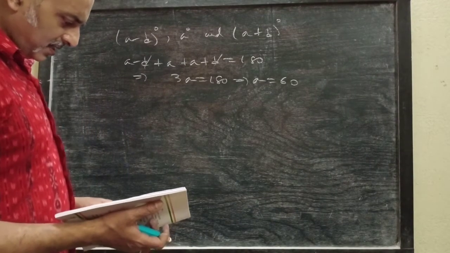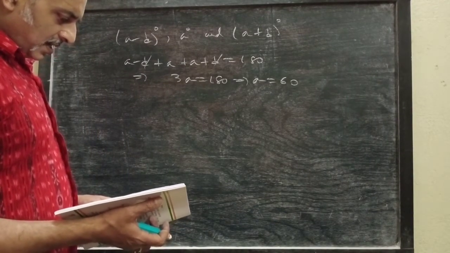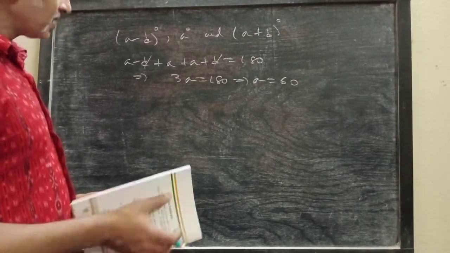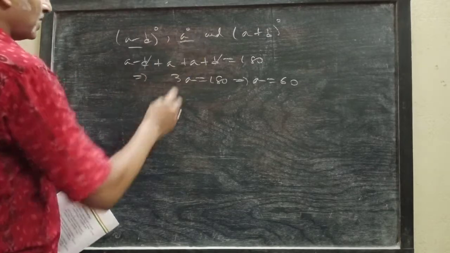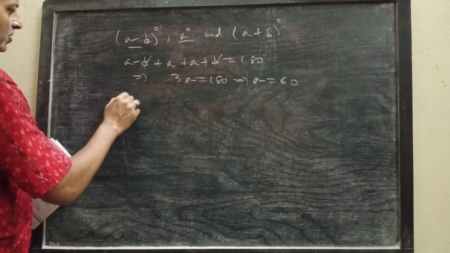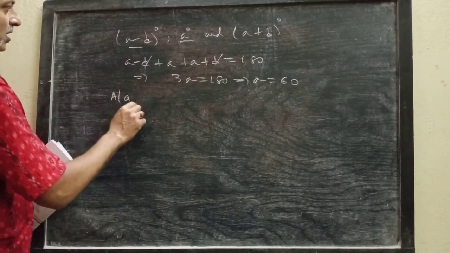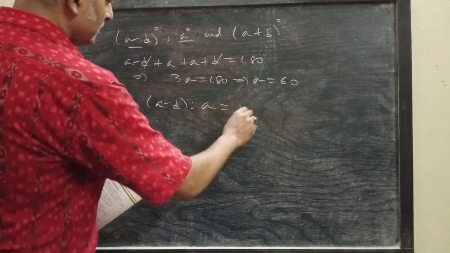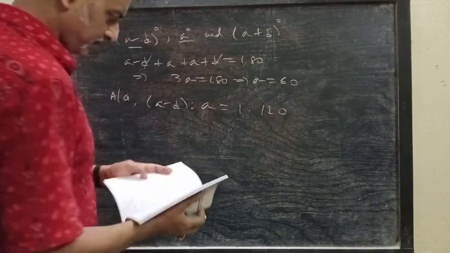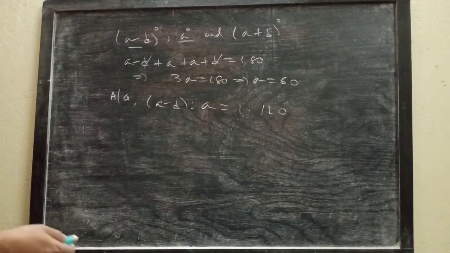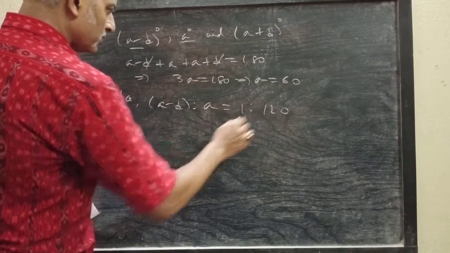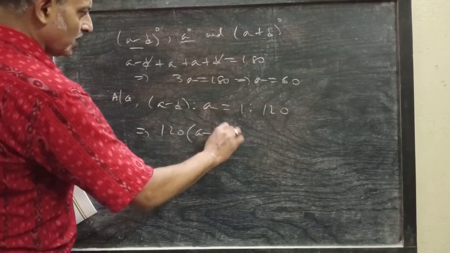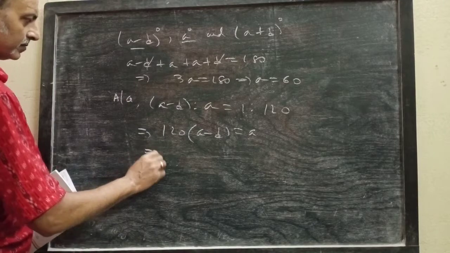Now the second condition gives us the number of degrees in the least angle is to the number of degrees in the mean angle. This is the least angle, this is the mean angle. So according to the question, you have the second equation A minus d is to A, this is 1 is to 120. Now solve them. So you get 120 into A minus d equals A.